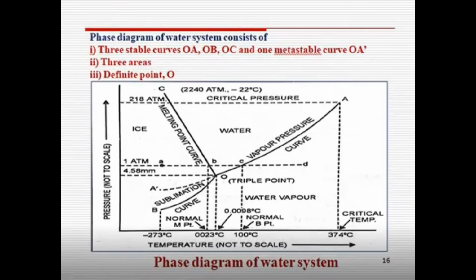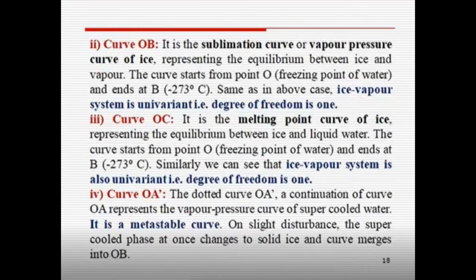Similarly, the curve OC represents the equilibrium between solid phase and liquid phase. Therefore, it is the melting point curve of ice. Similarly, we can see that this is also a univariant system. That is, it has only 1 degree of freedom.